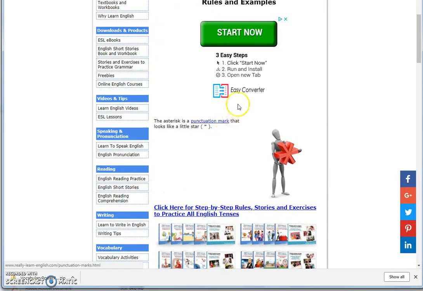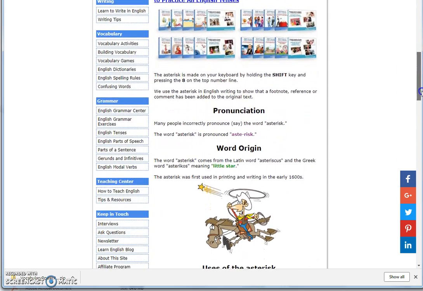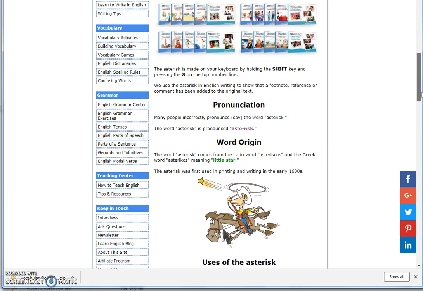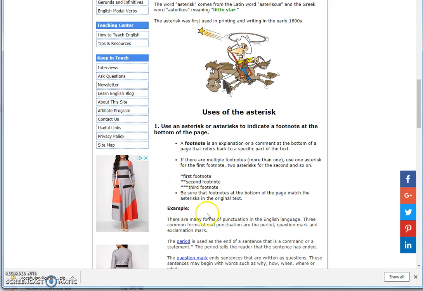I went to a website and I pulled up some more information about an asterisk. It's a type of punctuation mark that looks a little bit like a star. And when you see an asterisk, you usually know that there's a footnote or something at the bottom of the page. So here's an example. If there's one asterisk there, then I would go to the bottom of the page and find that footnote, and it will tell me maybe the definition of a word or where the information was gotten or something like that. Be sure that the footnotes at the bottom of the page match an asterisk in the original text. So that's what that looks like there.